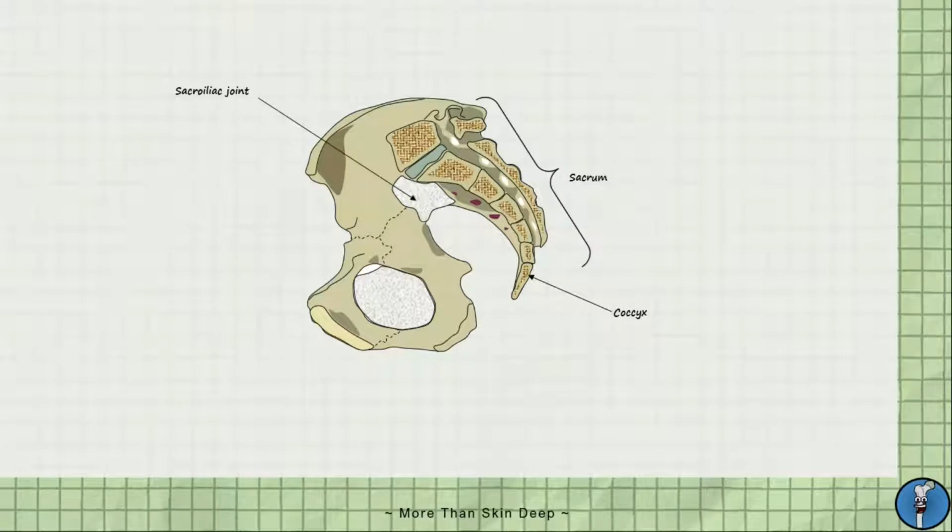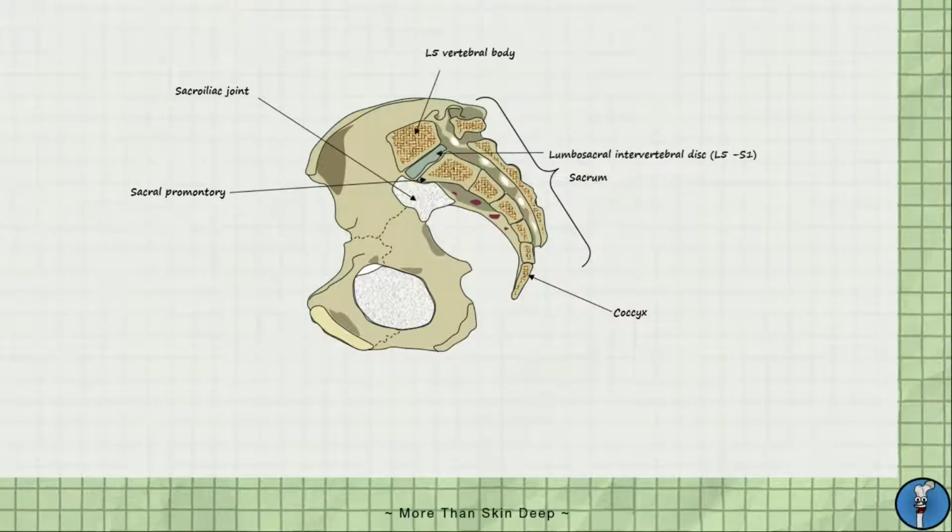A notable structure of the sacrum is the sacral promontory, which projects anteriorly and forms the posterior boundary of the pelvic inlet. The sacral promontory articulates with the L5 vertebral body superiorly via the lumbosacral intervertebral disc. The sacrum has openings bilaterally known as the ventral and dorsal sacral foramina. These are the foramina where the pelvic nerves mentioned in the micturition reflex tutorial exit through.